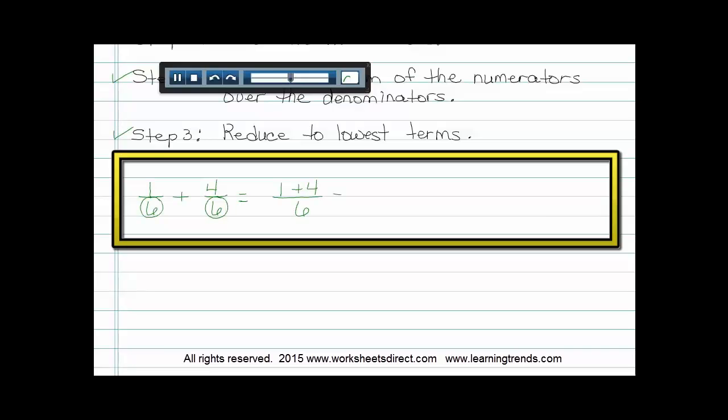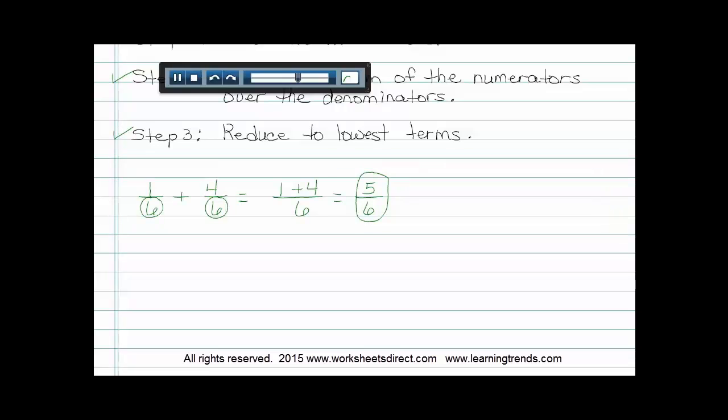And 1 plus 4 equals 5, and our denominator is 6. And we're going to look at our answer, 5/6, to see whether or not it can be reduced any further, and it cannot. So 5/6 is our final answer.